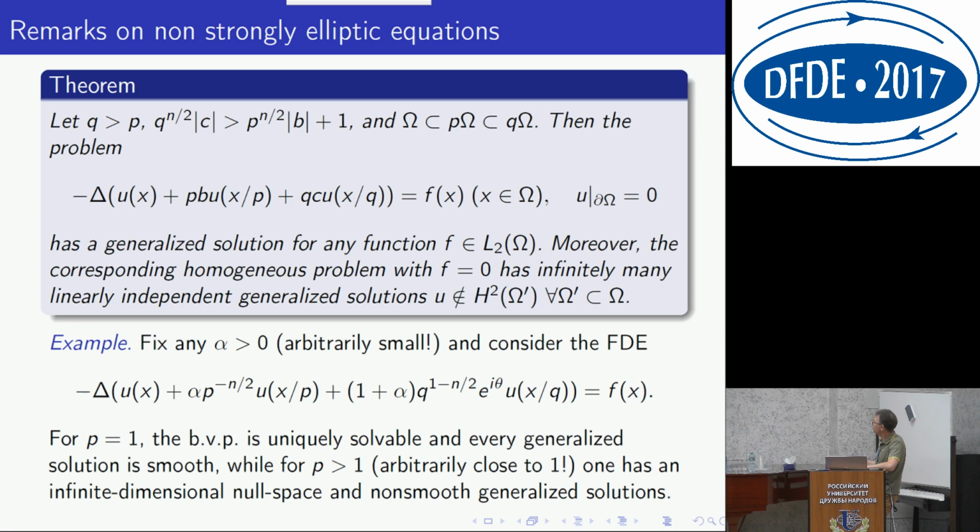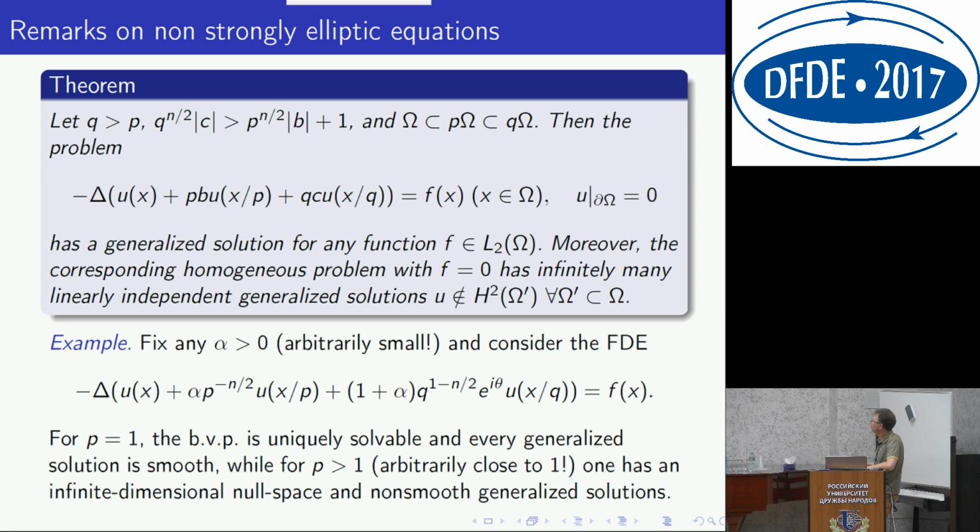Of course, we impose some additional conditions on the domain, star-like domain. And the theorem says that under these conditions, the Dirichlet problem for this equation is solvable for all functions F, but the corresponding homogeneous problem has infinitely many linearly independent generalized solutions, non-smooth. The smoothness can be violated everywhere in the domain, and there are infinitely many such non-smooth generalized solutions.